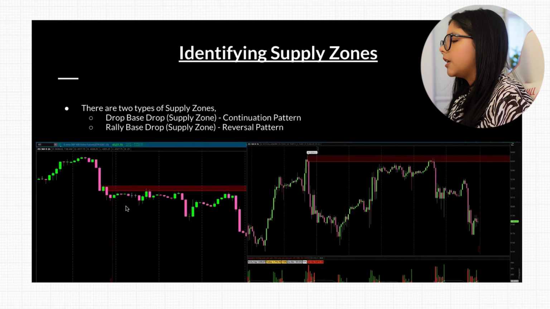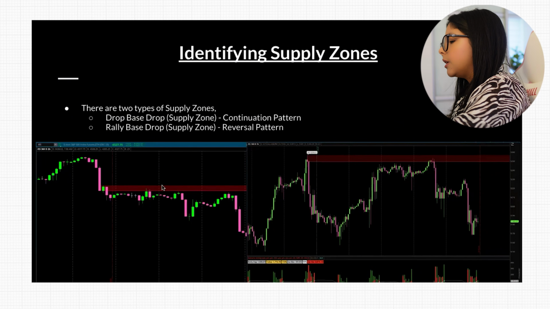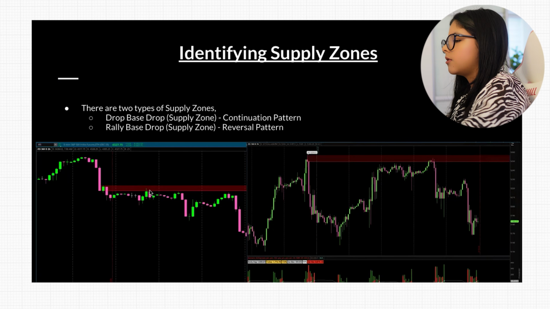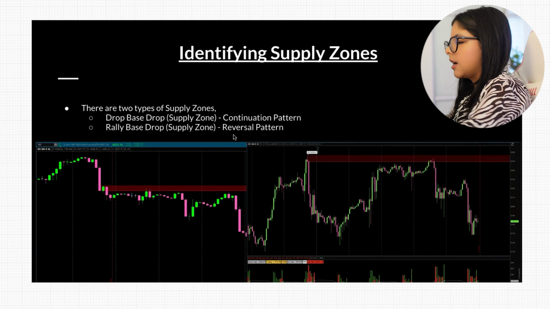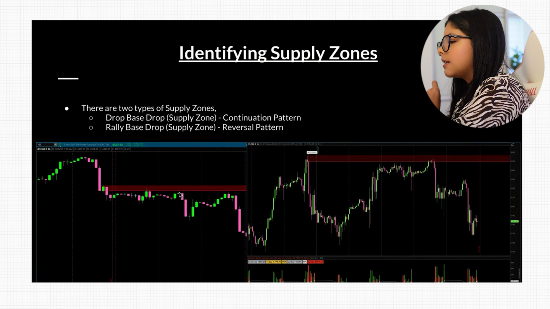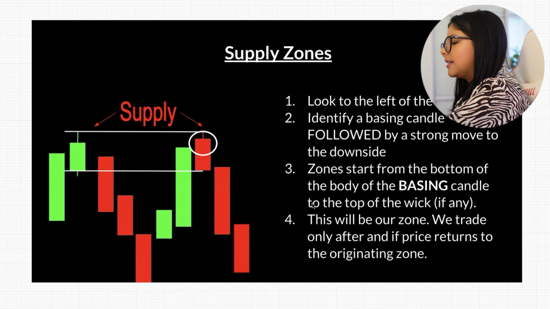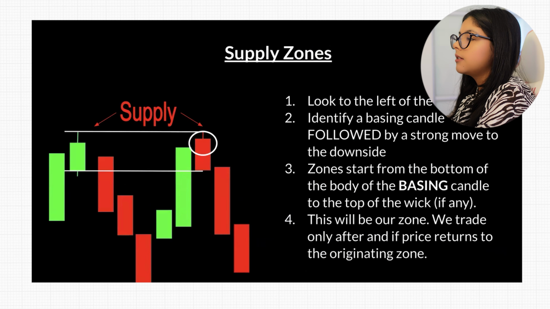These become our levels of interest. I'm explaining to you now how to mark them up, because when price retests them, that's where we want to take our put. When we retest the supply zone, we want to take a put. We want to bet that the stock's going to go down. So here, this is our level of interest. How you mark it is important, and it's specific. Supply zones start from the bottom of the body of the basing candle and extend to the top of the wick. This is very important.